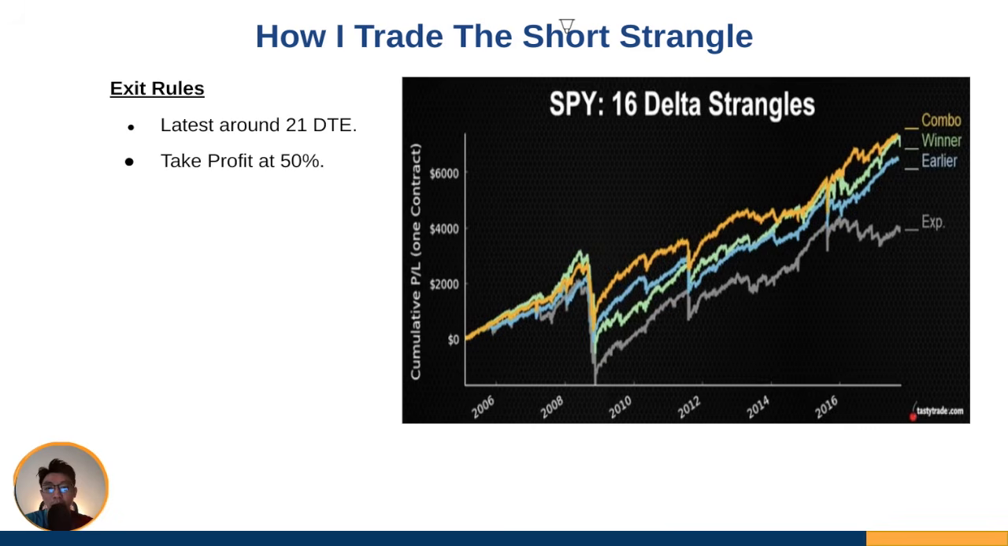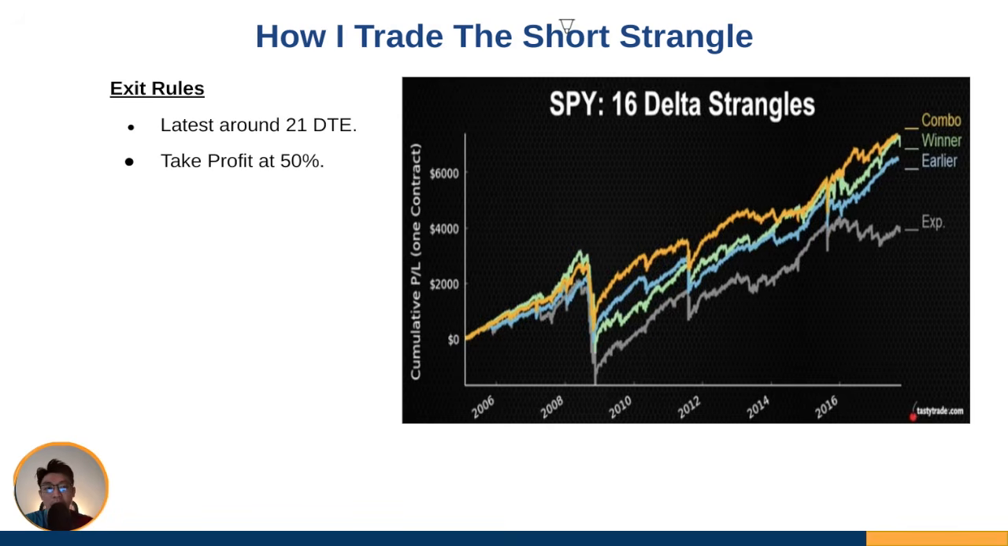Now, the next rule is that I also choose to take profit at 50%. So my rule will be either 50% or 21 DTE for some of my trades, right? Some of my trades I will do this, and some of my trades I will just leave it to 21 DTE. Whenever I'm trading the Strangle, I tend to have a few positions on at the same time.